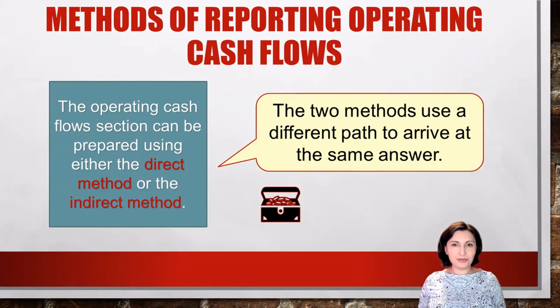There are two acceptable formats for preparing the cash flows from operating activities: the direct method and the indirect method. While each method uses a different format to arrive at net cash provided or used by operating activities, the end result is the same. In other words, they use a different path to arrive at the same answer.